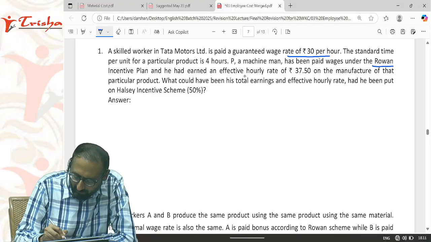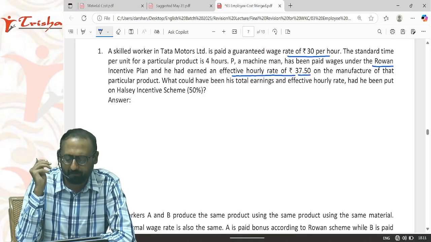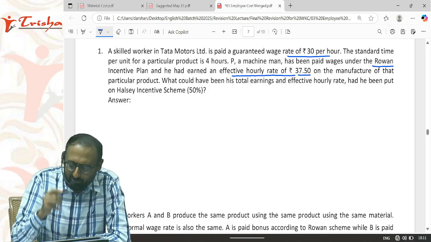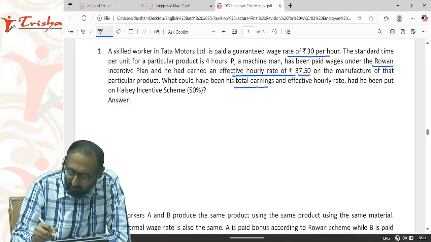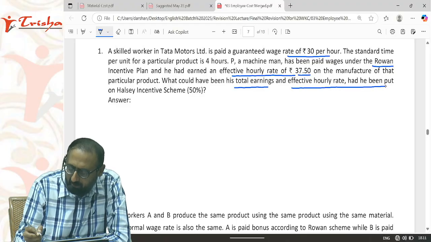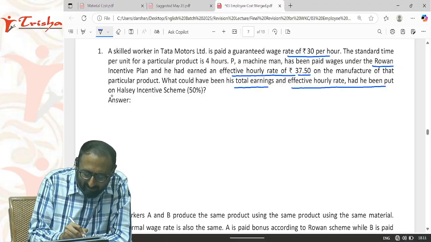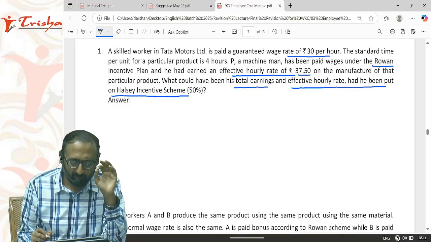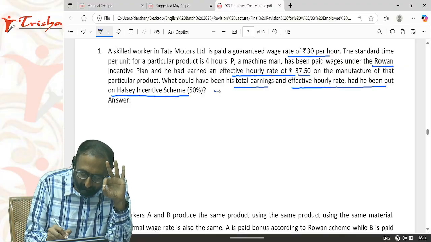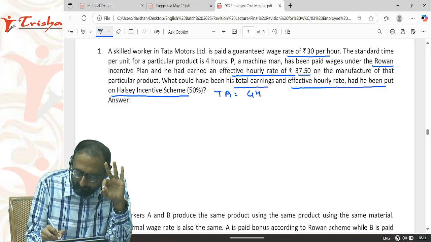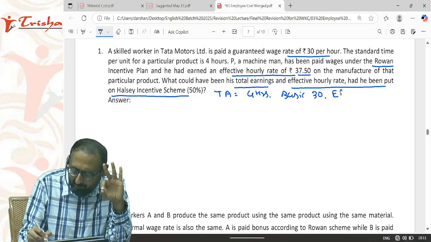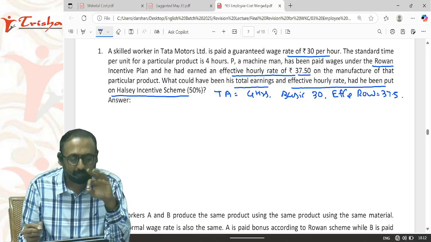Under the Rowan incentive plan, effectively you are getting 37.5 on manufacture of that particular product. What could have been his total earning? We need to calculate his total earning and effective hourly rate had he been put on the Halsey incentive plan. Now, if you check, you have been given three pieces of information. First, time allowed is 4 hours. Basic wage rate is 30 and effective wage rate under Rowan is equal to 37.5.